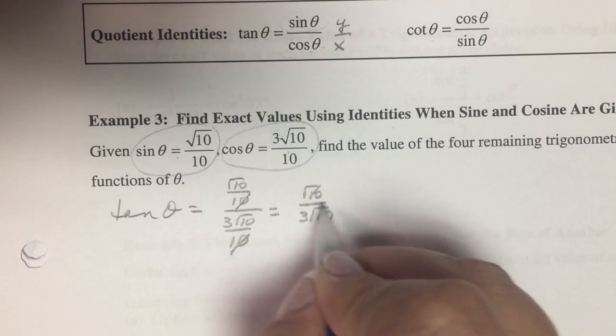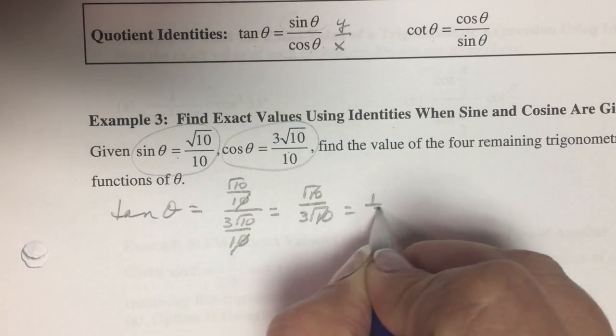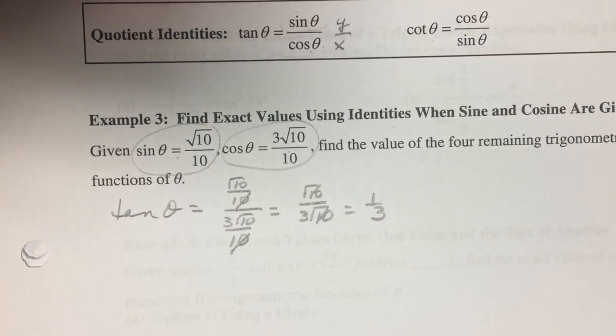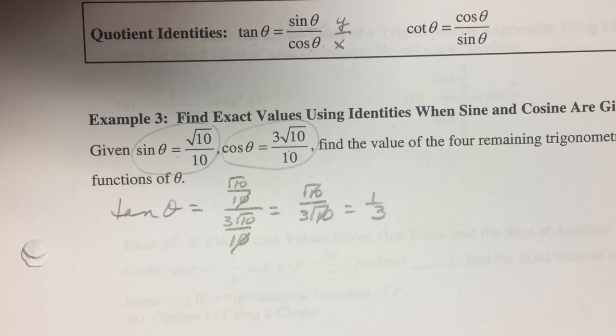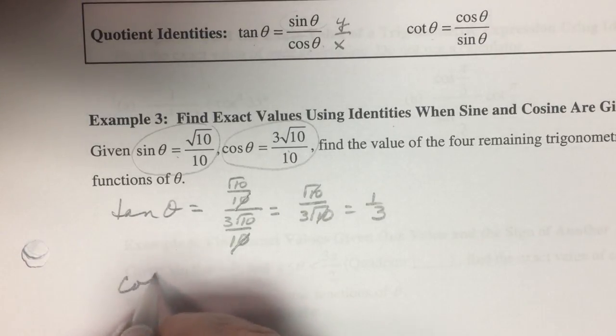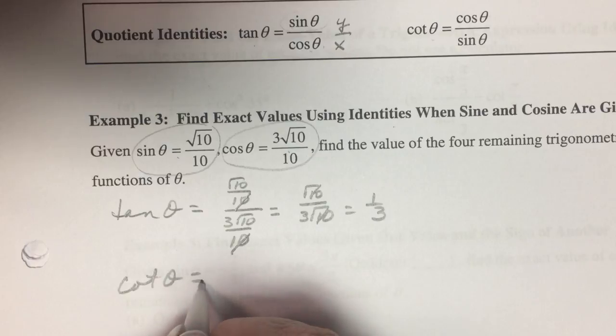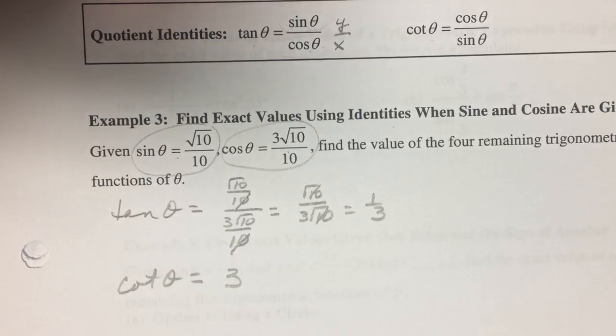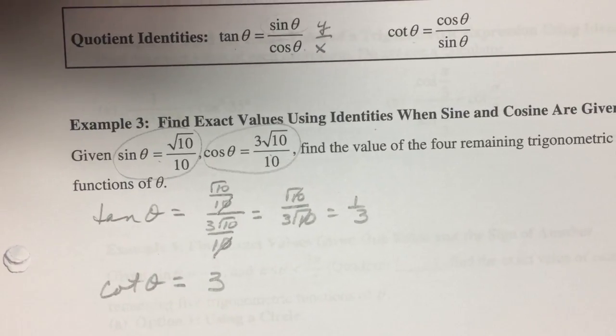Well, actually, the root 10's are going to cancel. So that would give me 1/3. So the tangent is 1/3. Which means that the cotangent would be the reciprocal of that, so that would be 3 over 1. Let's take care of that one. That's easy.